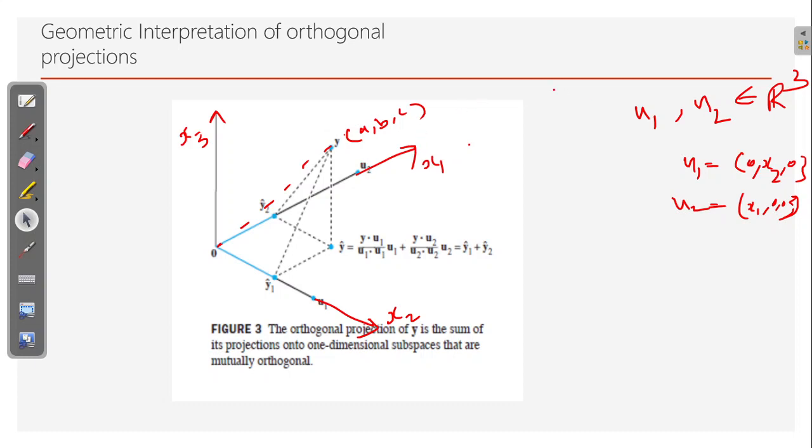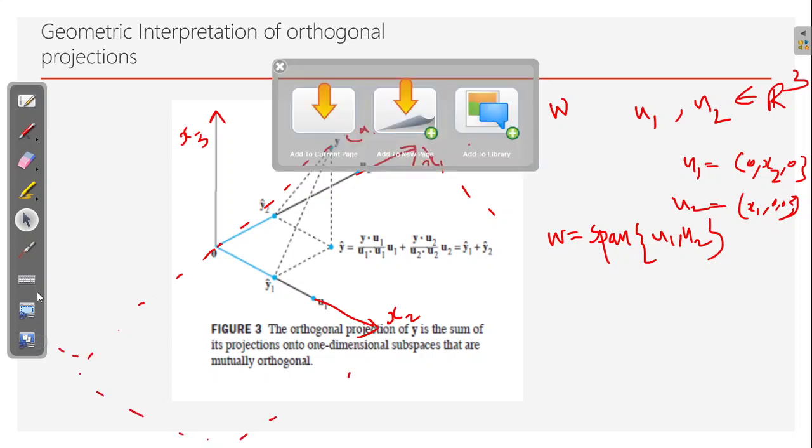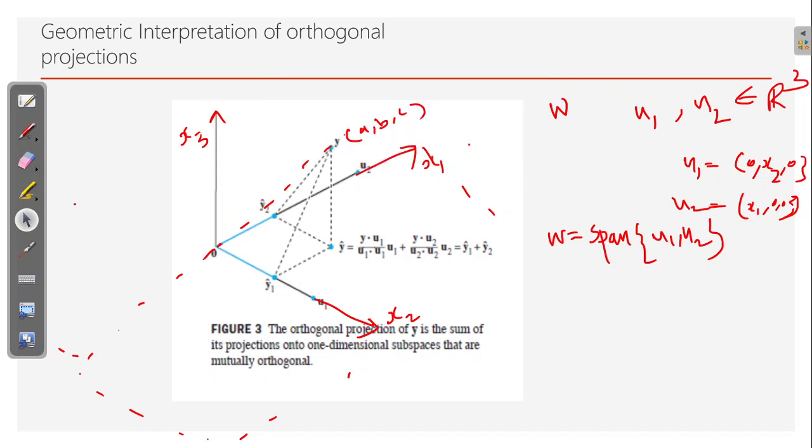Now I'm defining a subspace W, and this W is equal to the span of u1, u2. The span of u1, u2 means it will be the x1 x2 plane. W will be our x1 x2 plane, extending from minus infinity to plus infinity in length. This will be our W, the span of u1, u2, that is, the x1 x2 plane.